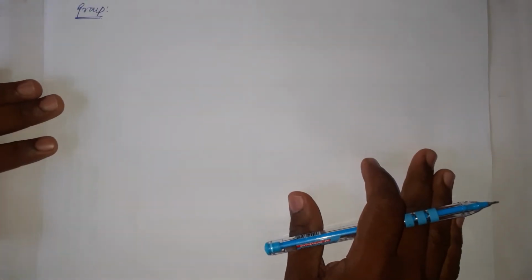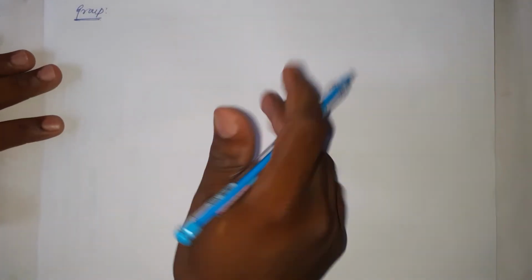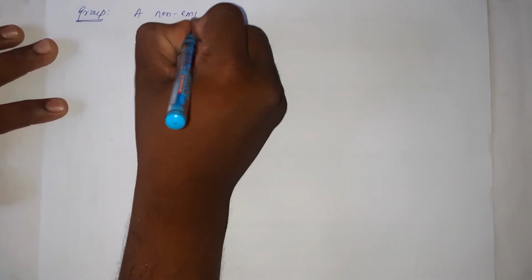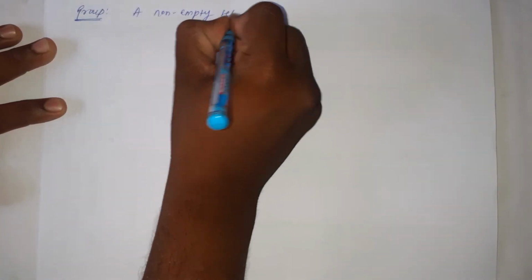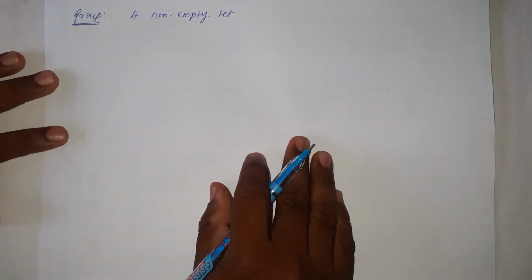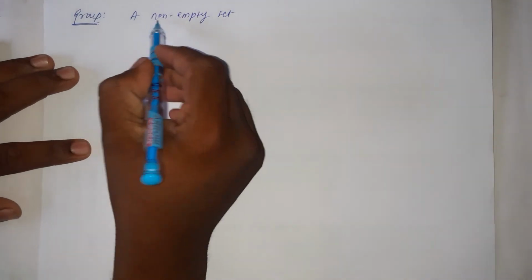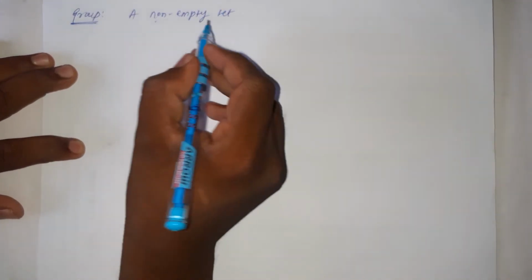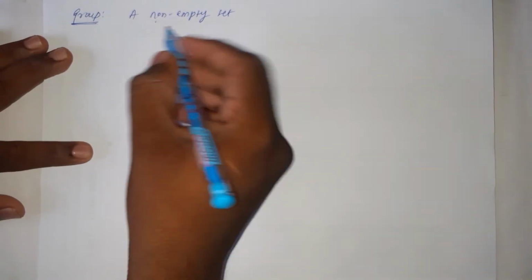Now, let us start with the definition of group. So, here group, a non-empty set. So, already we know about set. Set is a well defined collection of objects, and here we are considering non-empty, means that that set has at least one element.